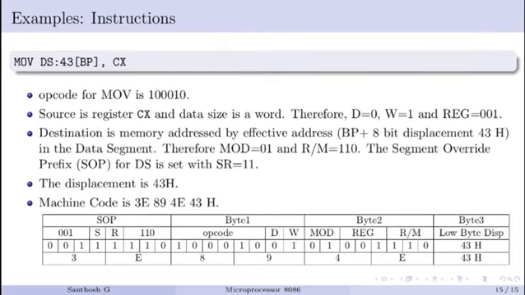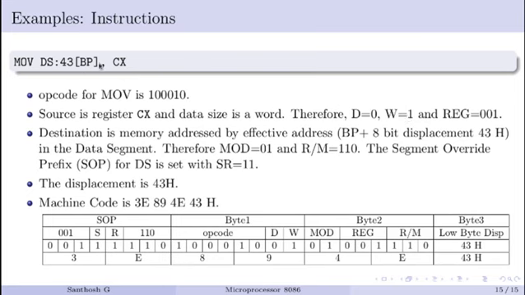The next instruction involves a segment override. Consider move ds:43bp, cx. Here the source is the cx register and therefore can be specified by the reg field with value 001 and d equal to 0, saying that cx register is a source. Now the data transferred is of size 1 word, and therefore w should be equal to 1.